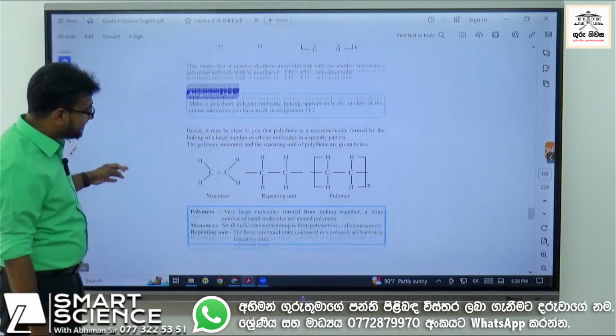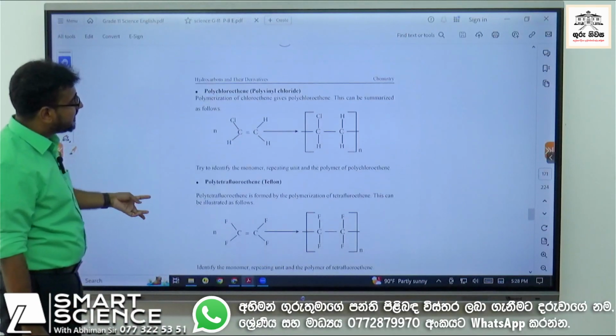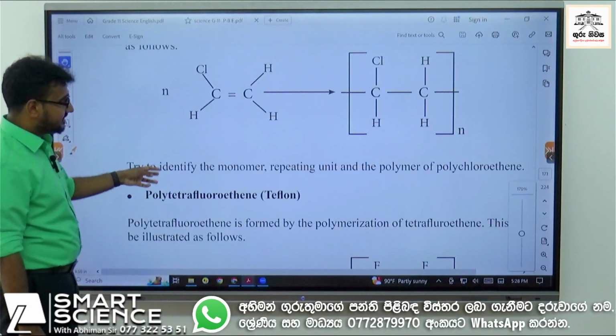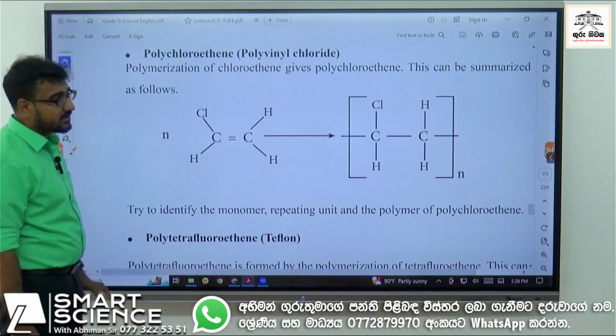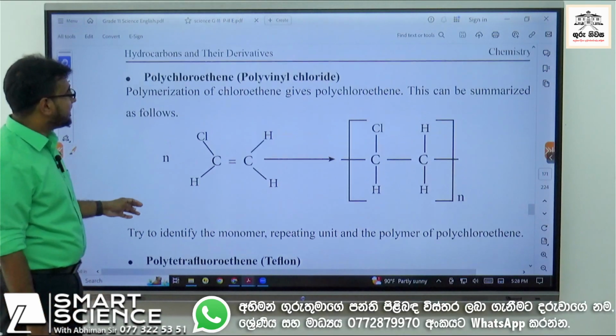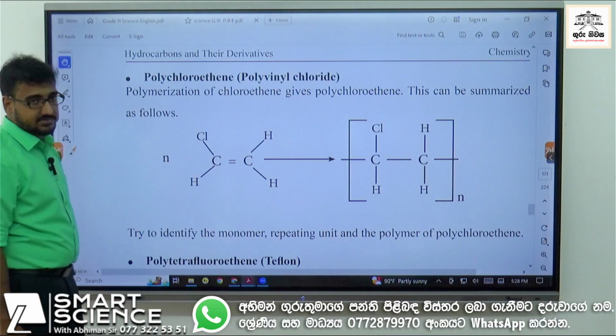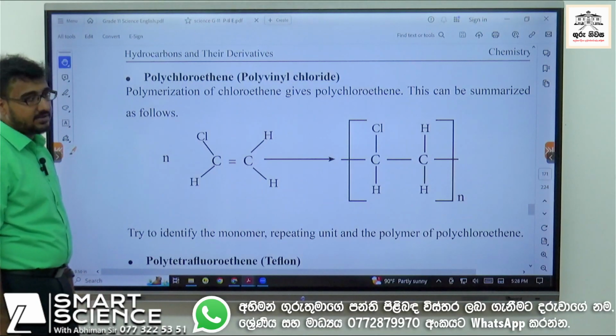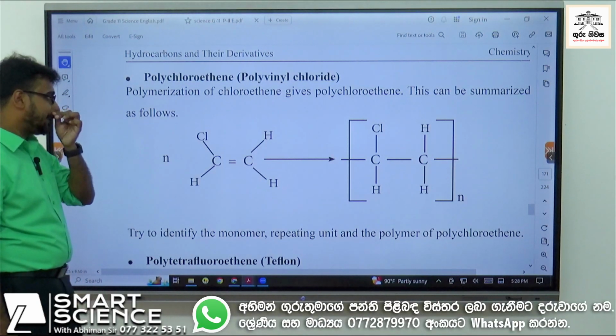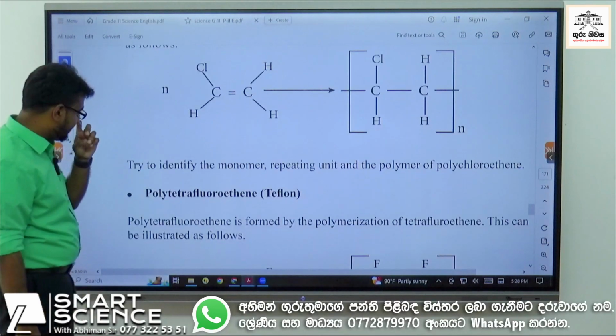But you can write the same, like this. This is the polymerization of what? Chloroethene. So it creates polychloroethene, polyvinyl chloride. Polyvinyl chloride, right?